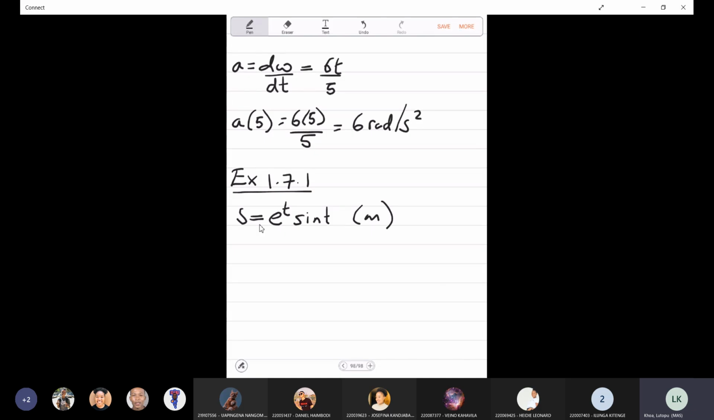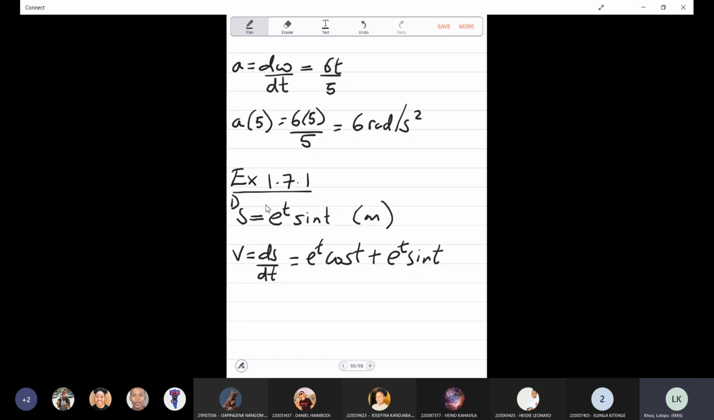Okay, so if we have the formula for the displacement, the velocity is just the derivative of the displacement. So v is equal to ds dt. So we differentiate this. All the techniques we learned about in differentiation, we have to apply them here. So again, very basic, use the product rule. e to the power of t as it is, the derivative of sine is cos, and then the derivative of e to the power of t is e to the power of t, and then sine t as it is.